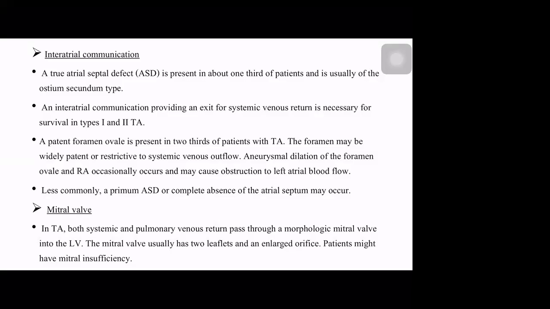What about the mitral valve? As I've already mentioned, it could be large, because both systemic and pulmonary venous return pass through the morphologic mitral valve into the left ventricle. Normally, it has 2 leaflets and an enlarged orifice, but sometimes, because of this excessive flow through the mitral valve and an enlarged orifice, there could be mitral insufficiency.